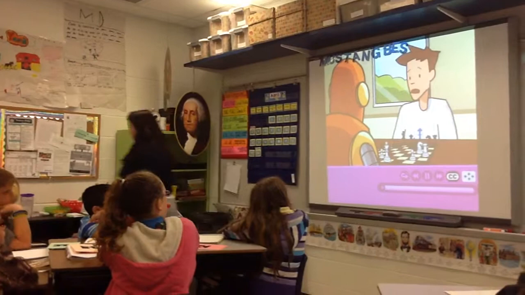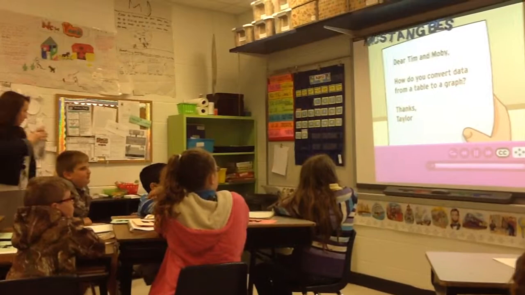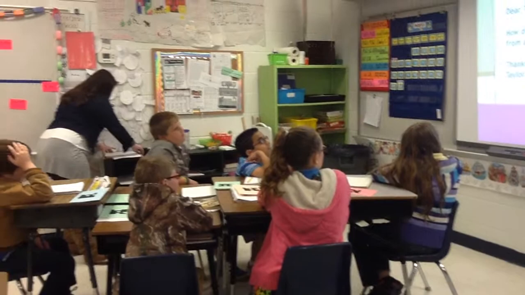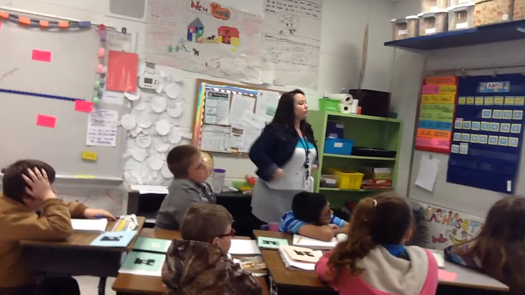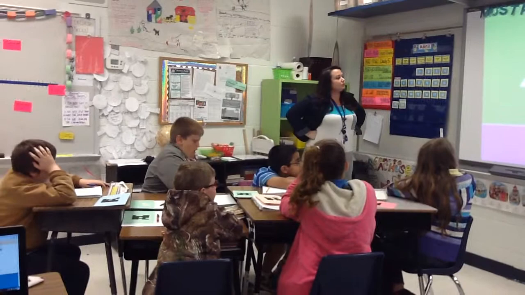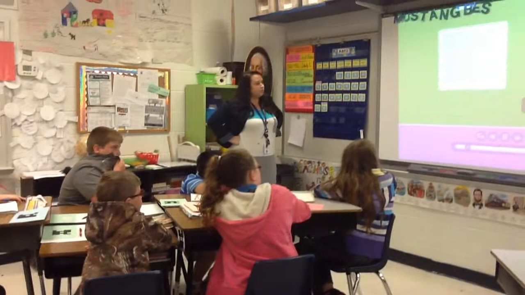How does a robot keep beating me? Dear Tim and Moby, how do you convert data from a table to a graph? Thanks, Taylor. Well, to convert data to a graph from a table with values like this one, you need to know about coordinate planes. A plane is a flat surface with length and width, but no depth. In other words, it has two dimensions instead of three. And it has no edges, sort of like a piece of paper that goes on forever.